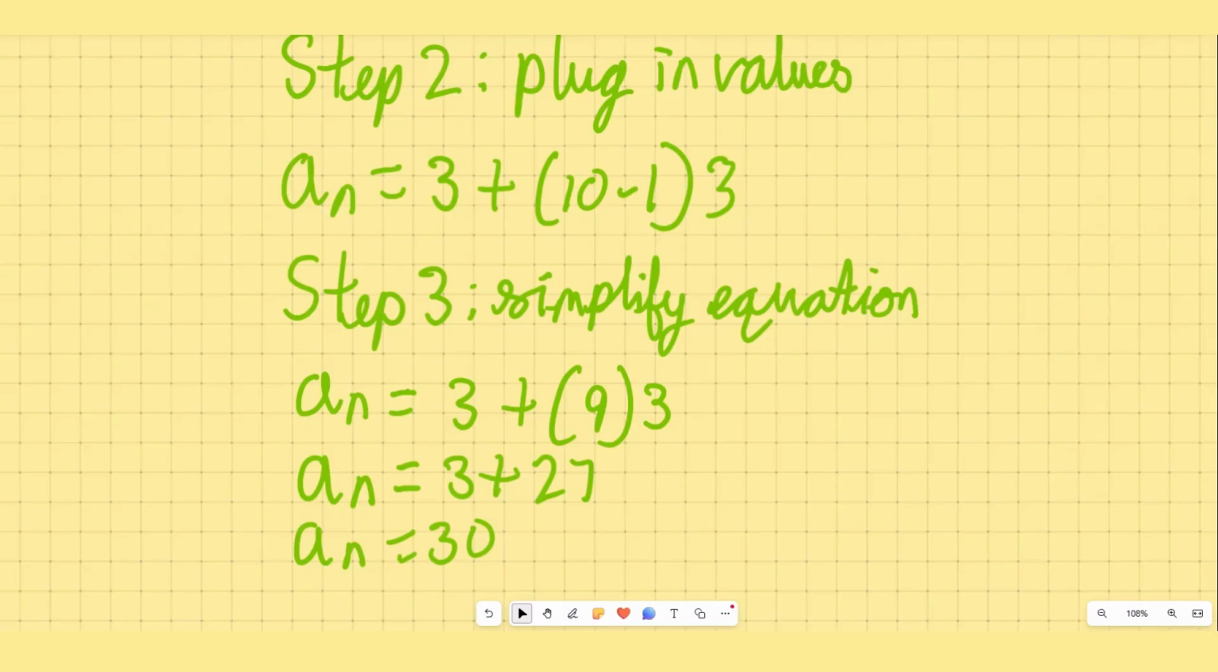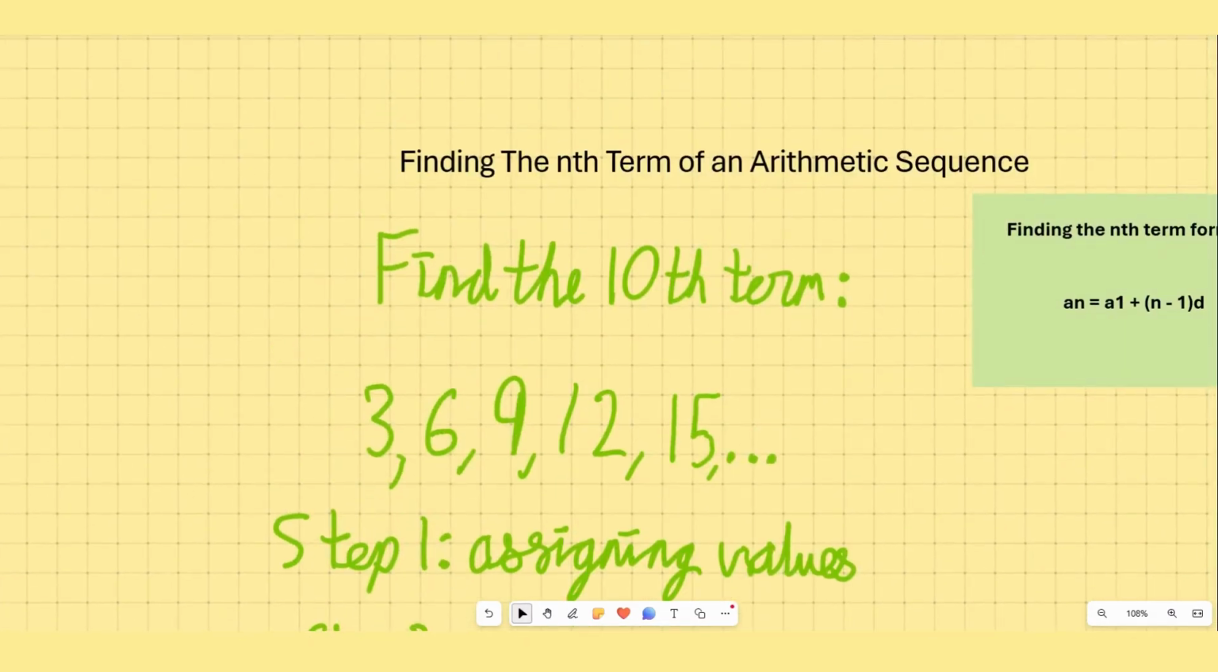So right now what we've done is we've defined all these variables, we've plugged in these values, and we simplified the equation. If you've had any trouble following along, just rewind the video and you can watch it again, but these are the steps to finding it. So we find that a sub n is equal to 30. So what that means is the 10th value in this sequence would be 30. Right here would be 30.